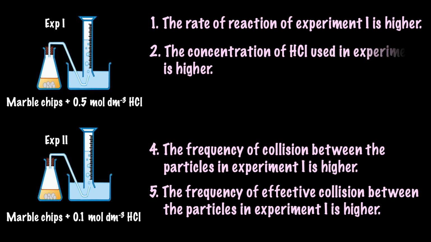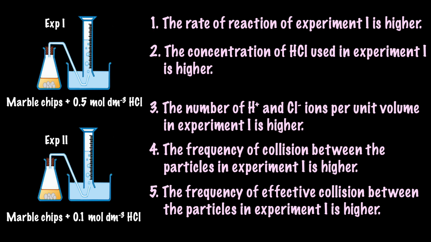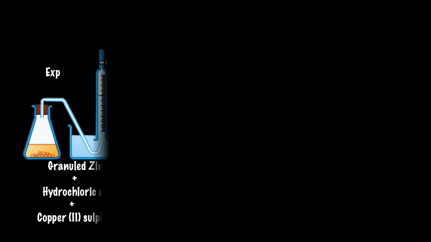The concentration of hydrochloric acid used in experiment 1 is higher. The number of H+ and Cl- ions per unit volume in experiment 1 is higher.